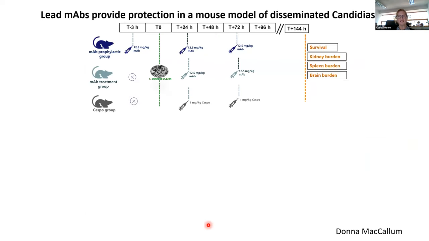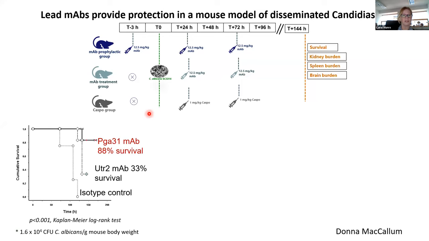So with all that information in hand, we decided to turn to our mouse model. And this is where we got help from Donna McCallum. We've done these mice experiments three different times now. We have a prophylactic arm where we come in with the antibodies 3 hours prior to infecting the mice with the Candida albicans, or we have treatment arms where we treat with the antibodies 24 hours after the infection has started, or 72 hours. And we have caspofungin as a positive control arm and saline as a negative control.